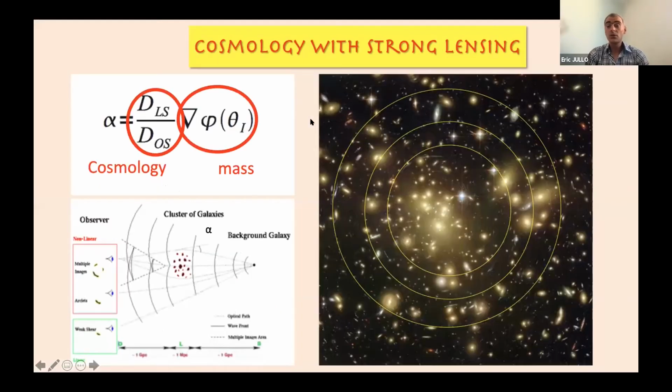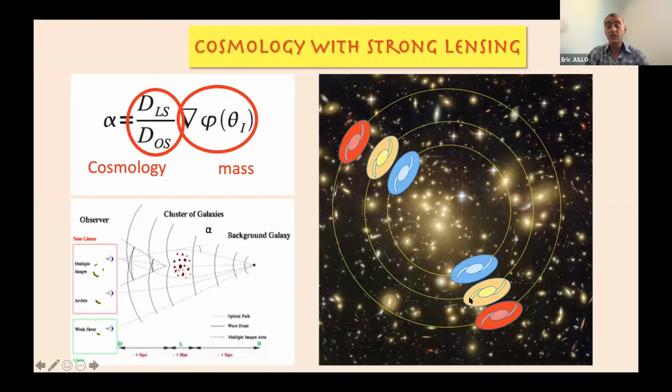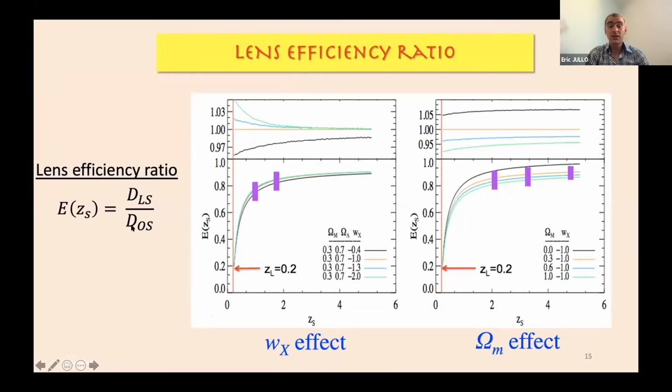Now, how do we do cosmography? Well, cosmography resides in the ratio of distances here for the deflection angle. And you see that if you have galaxies at different redshift, if they are at low redshift, they are closer to the center, and if they are at higher redshift, they are farther away from the center. And this is the dependency of this efficiency ratio on cosmography and on the cosmological parameters.